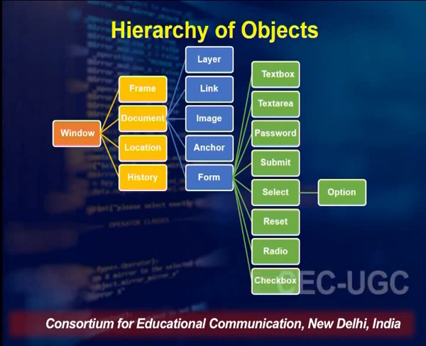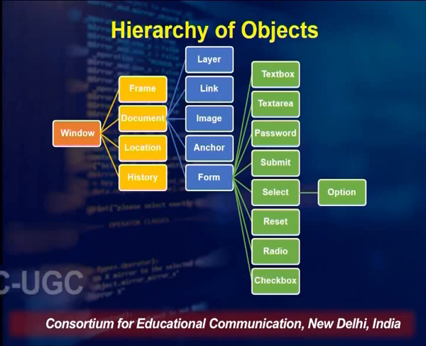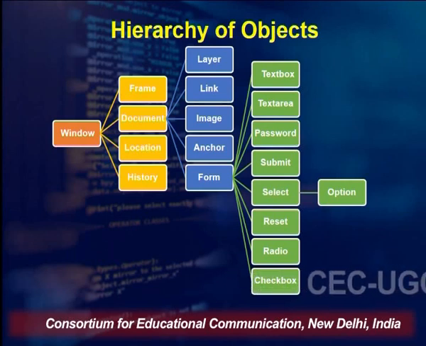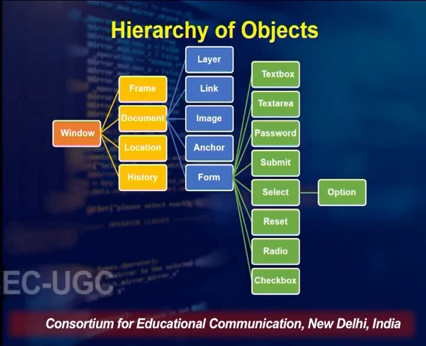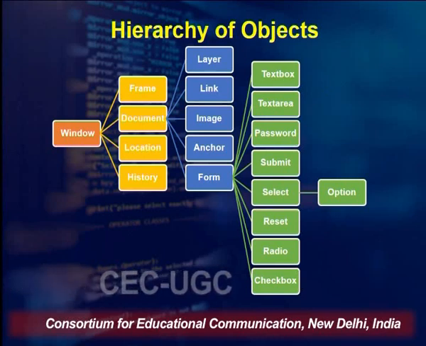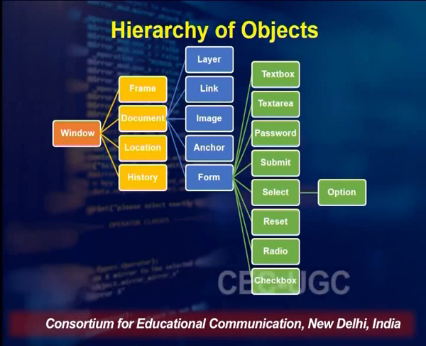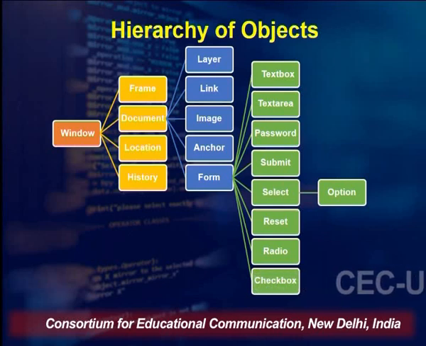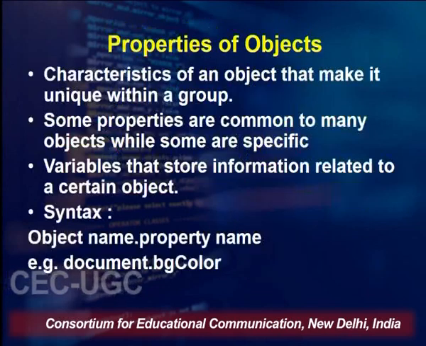And then again the form object, for example, can have multiple other objects like text box, radio, checkbox, button, etc. Within these also we can have objects, like the select can have an object called option. So this is a hierarchy of objects which is created if you are following the document object model of the browser or of JavaScript.